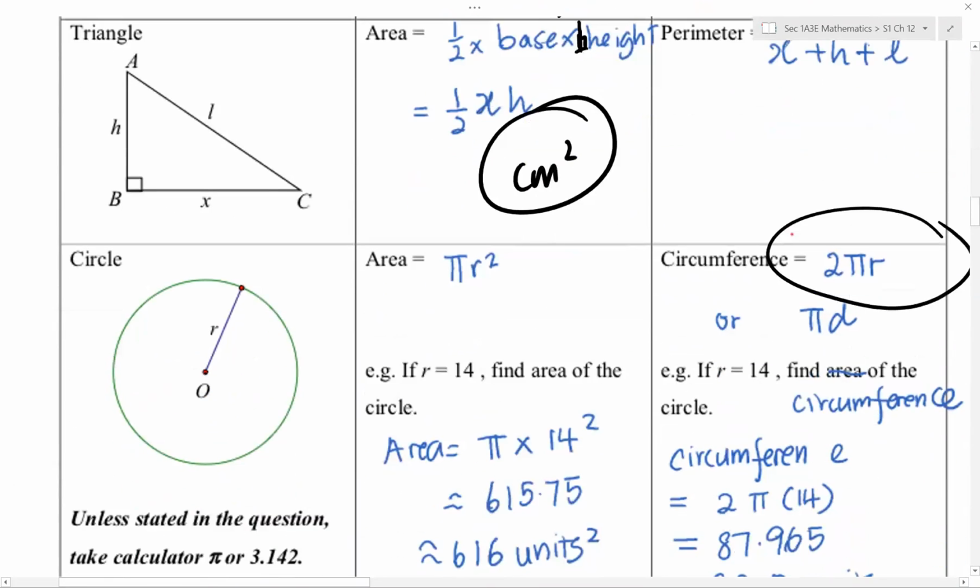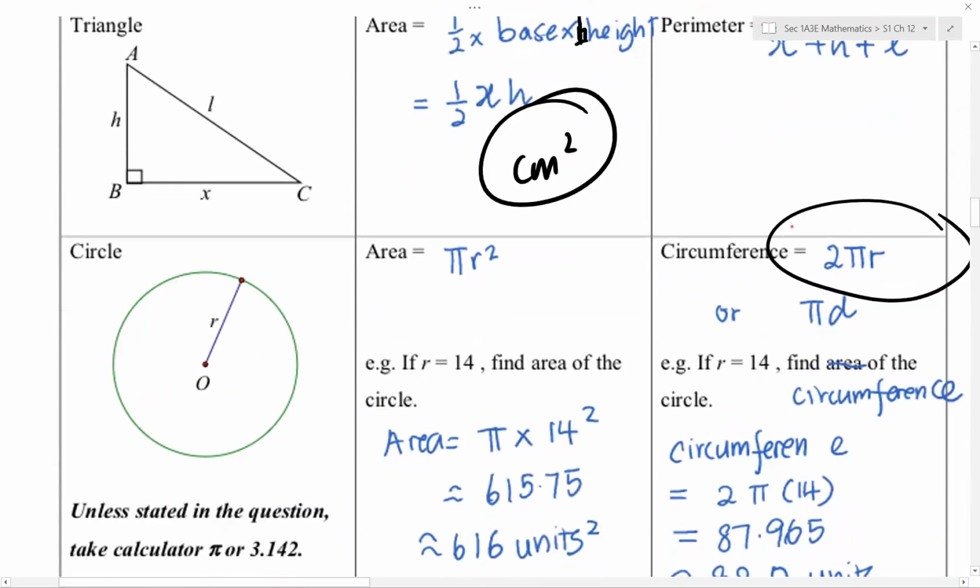Likewise for the circle. That is why I say at the very least, you need to memorize pi r square and 2 pi r. If you're confused over which is for which, you can easily do a mental exercise. R square, cm square, area.